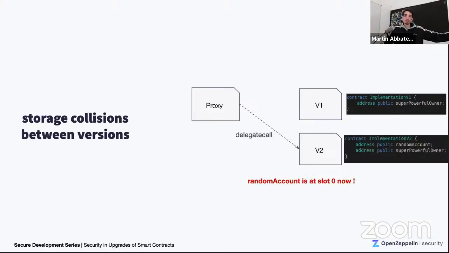You go and you upgrade to V2, and what you do is actually add another state variable, something that you might want to do in a new version of your protocol. That might make sense, right? Adding a new variable. But you do it in such a way that changes the storage layout. What you have done in this case is included this new state variable before the super powerful owner one. So now the random account address will be pointing to slot 0 instead of slot 1, which is probably not what you wanted. So this could bring many problems, right? Because every time that you read and write from random account, you will actually be reading and writing to the value that in the proxy has this super powerful owner.